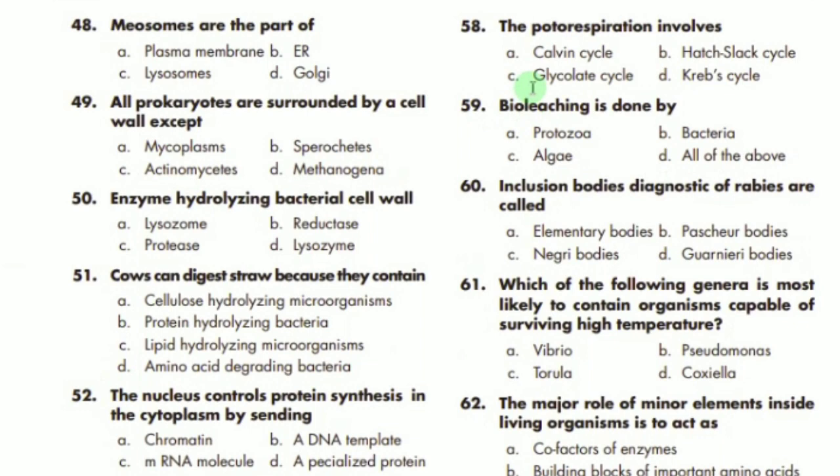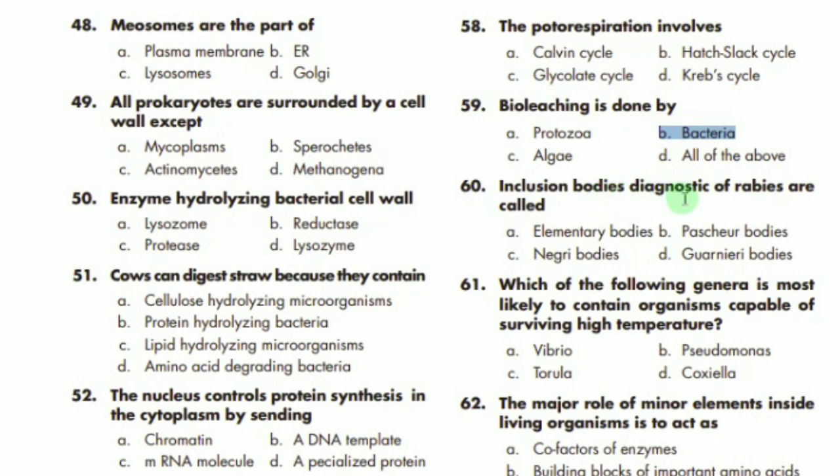MCQ 58 says that photorespiration involves... Photorespiration mainly involves the glycolate cycle. C is the correct option. Bioleaching is done by bacteria. B is the correct option.